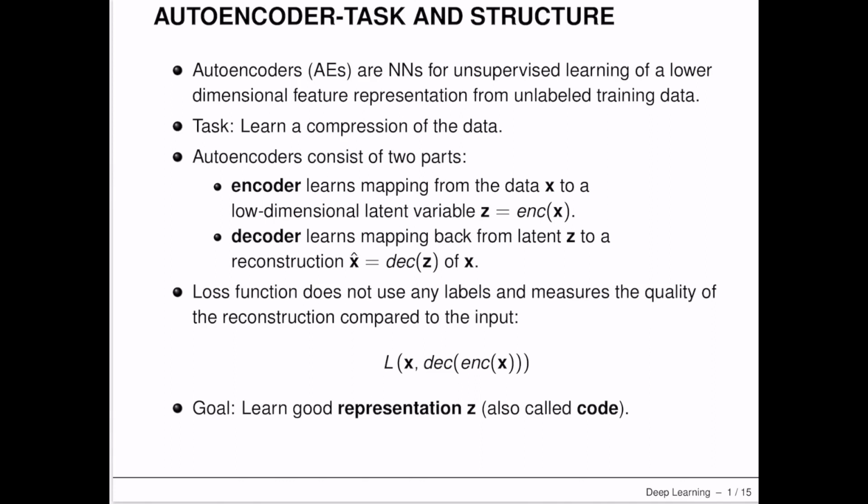So this loss function tries to give us a reconstruction of the input. We give an input to our neural network, and the output is again a reconstruction of the input. And the loss function compares both of these. But the internal goal is to learn a good representation Z in the middle. This is also referred to as code.